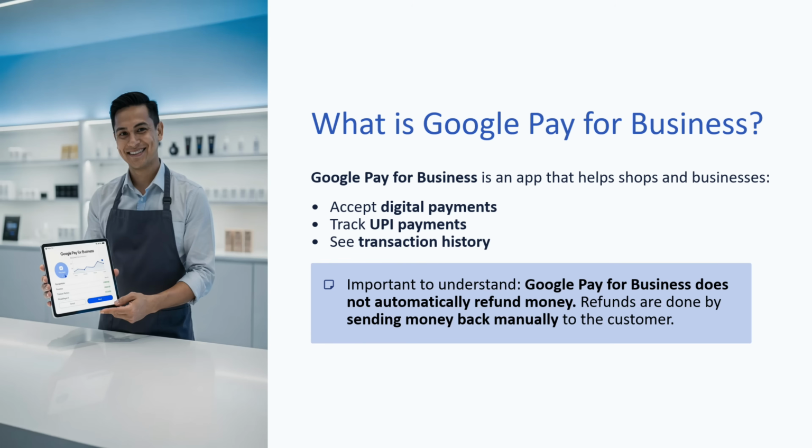Now we will see what Google Pay for Business is. Google Pay for Business is an app that helps shops and businesses. It accepts digital payments, tracks UPI payments, and you can see transaction history. It is important to understand that Google Pay for Business does not automatically refund money. Refunds are done by sending money back manually to the customer.